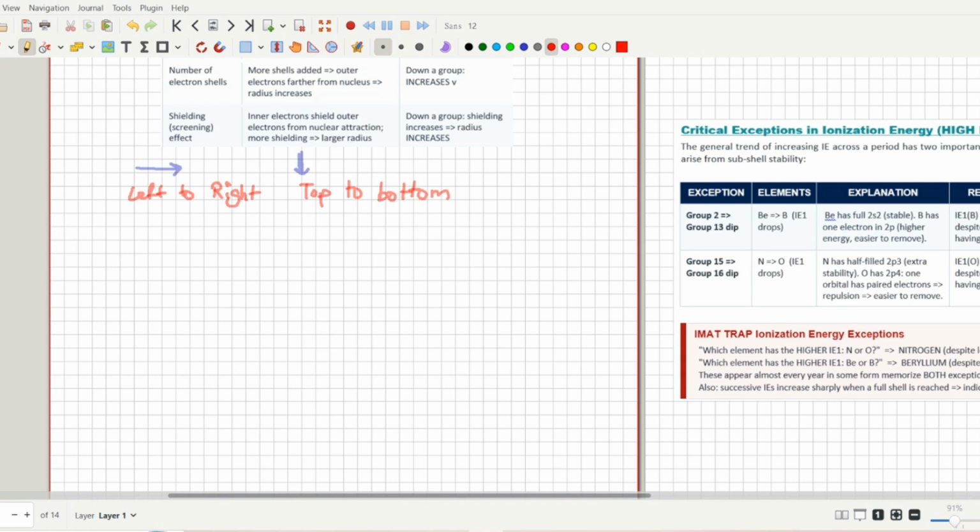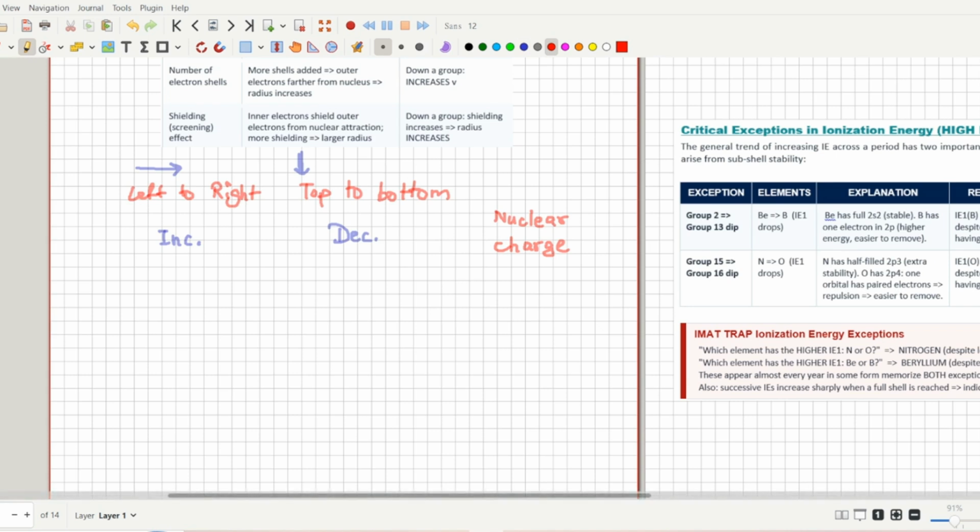The first property is about nuclear charge. When you move from left to right, the nuclear charge actually increases, and when you move from top to bottom, the nuclear charge actually decreases. You will know the reason when we discuss all the properties.